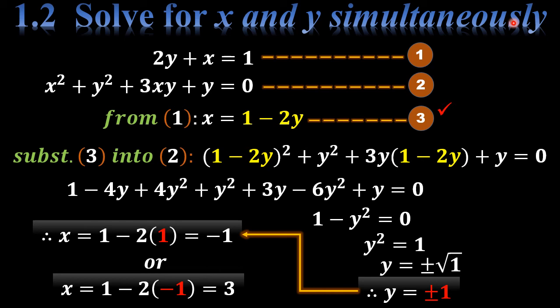You get a mark for making one variable the subject of the formula. In this case it is x. You can still make y the subject of the formula. From there you get a mark for substituting correctly whatever variable that you made the subject of the formula.